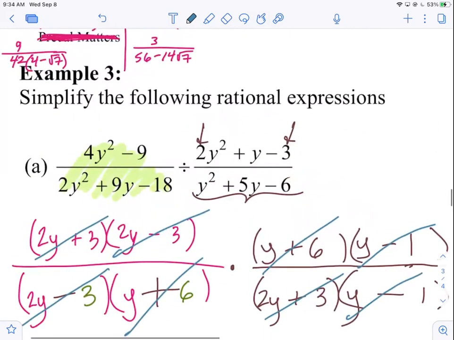Now, any questions on A? Like reasonable questions. Okay. Now, this one was a quotient of two rational functions. It was one fraction divided by another fraction. The only thing is, it was written side by side.